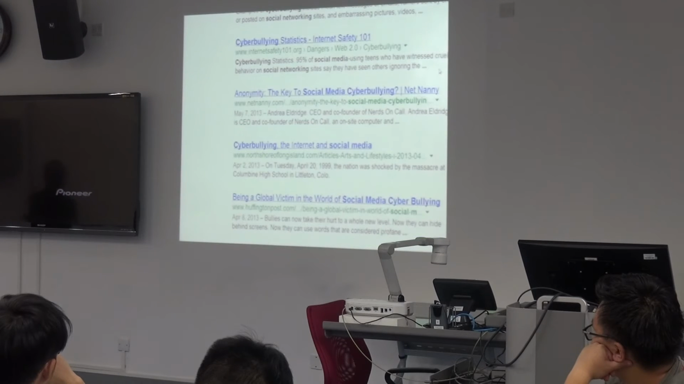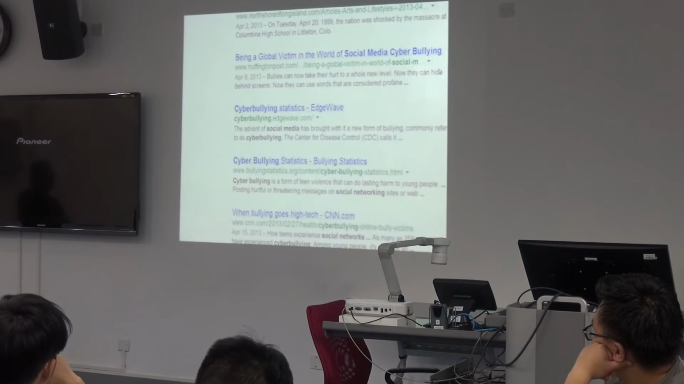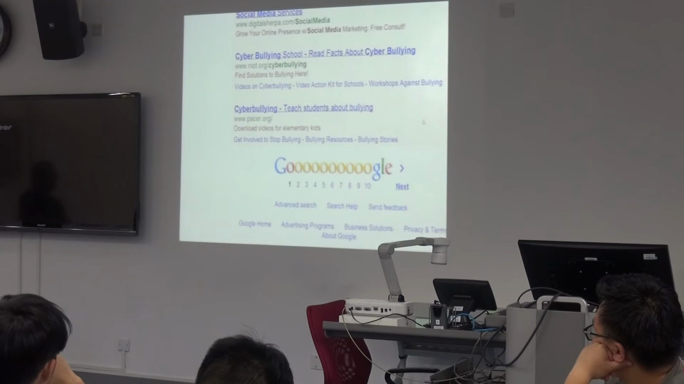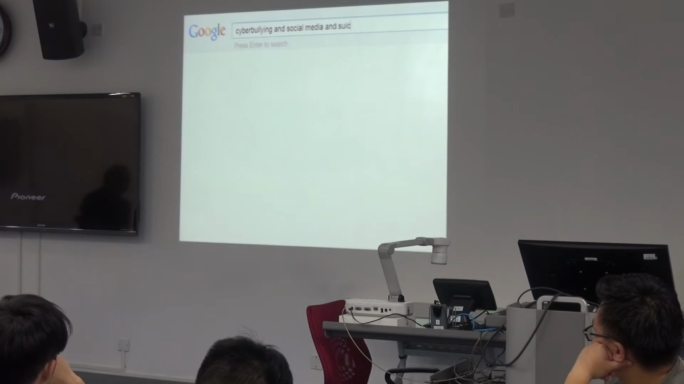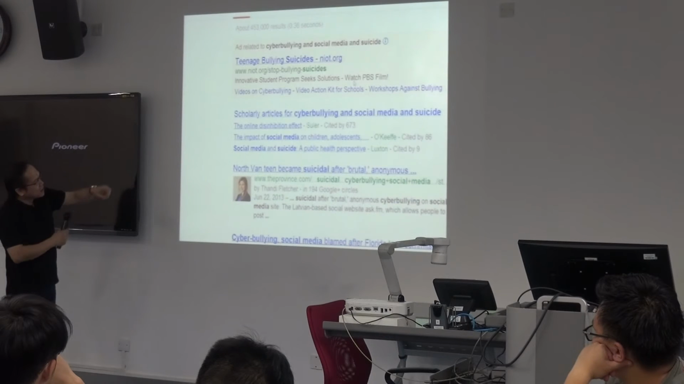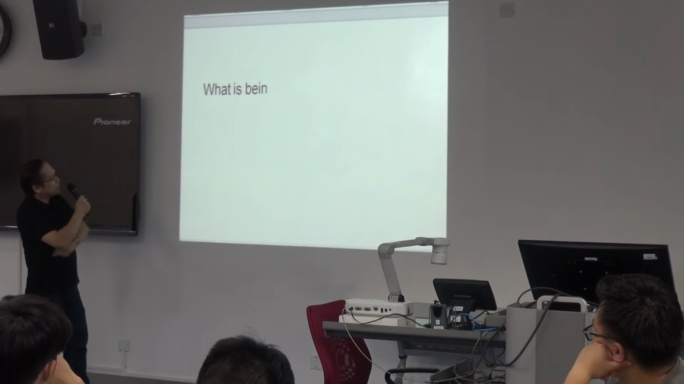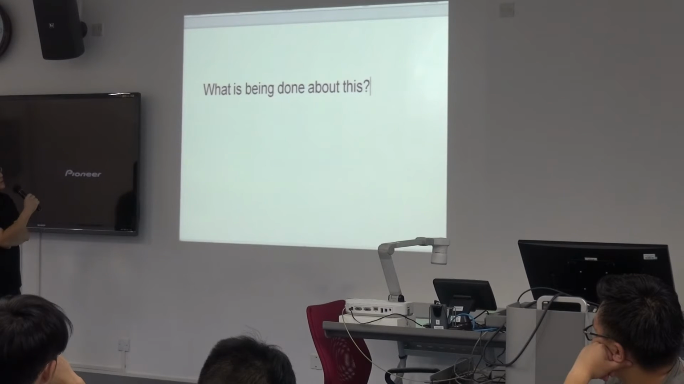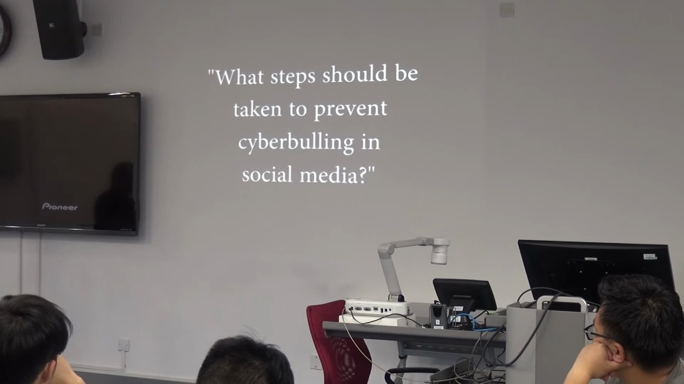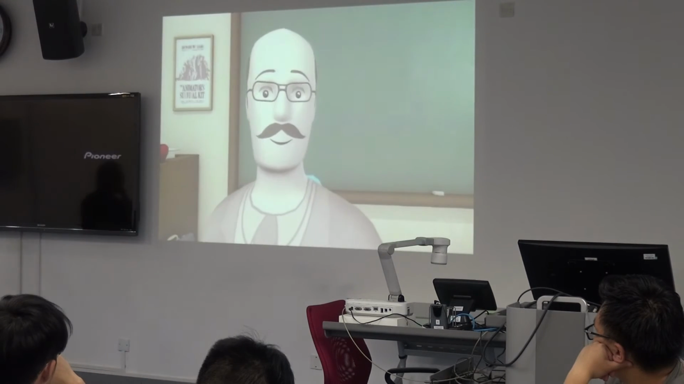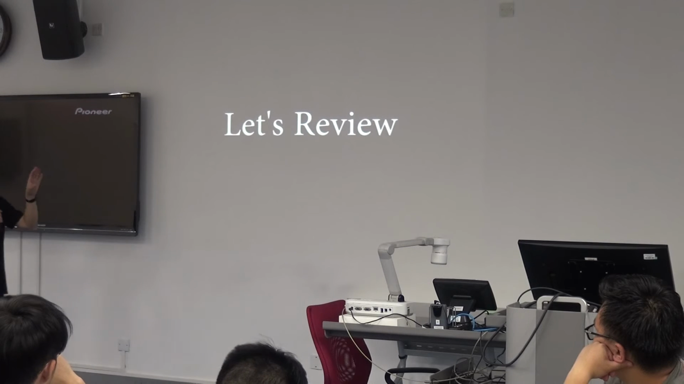For example, let's take a quick look around Google for cyberbullying and social media. Well, looky here. Seems cyberbullying and social media has caused suicides. That's some serious stuff. What's being done about this? What can be done? What should be done? Wait, do you feel the topic sense coming on here? Maybe something like, what steps are being taken to prevent cyberbullying in social media? Bingo. Damn good. You need to go through an exercise like this.